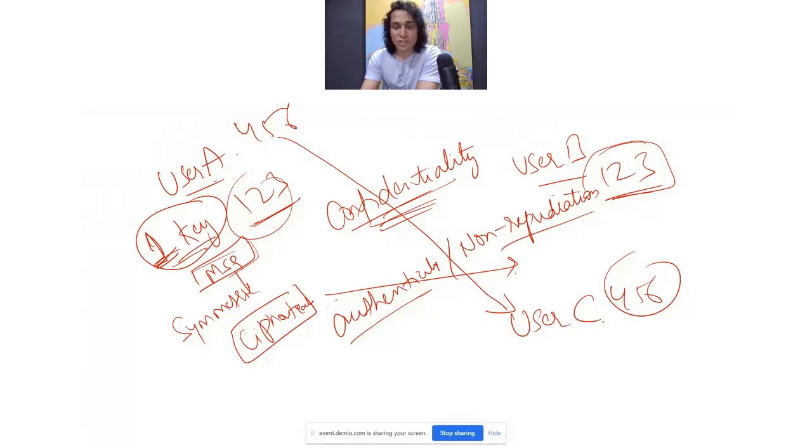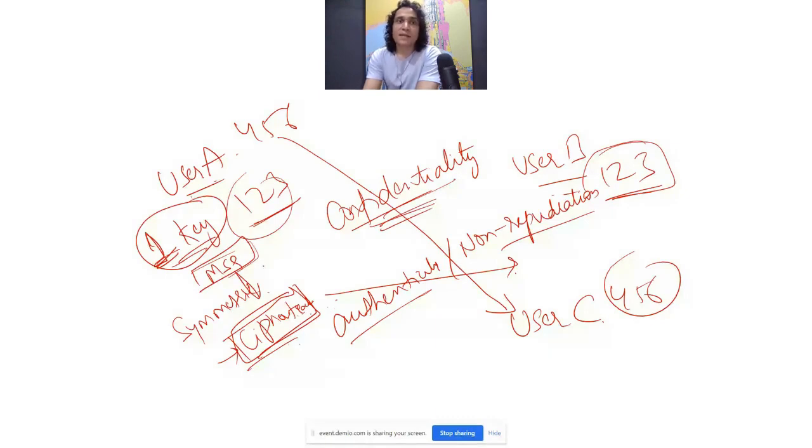Authenticity and non-repudiation are two sides of the same coin, I would say, which means that you cannot prove who sent the message, right? Because if I show you a message, let's say this is the ciphertext message, which was obtained by encrypting this plain text. Now, if you were to take a look at this message, you say, all right, this is the ciphertext, but can you say that this message was encrypted by user A?